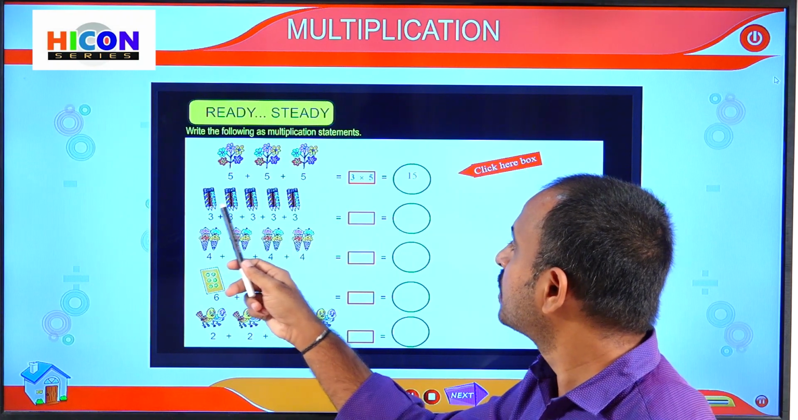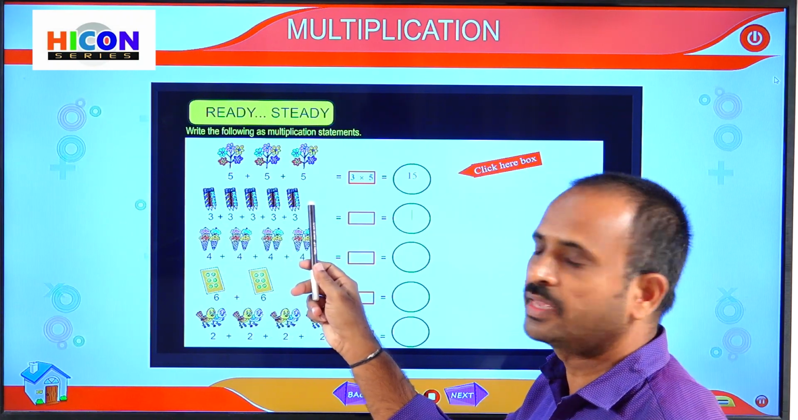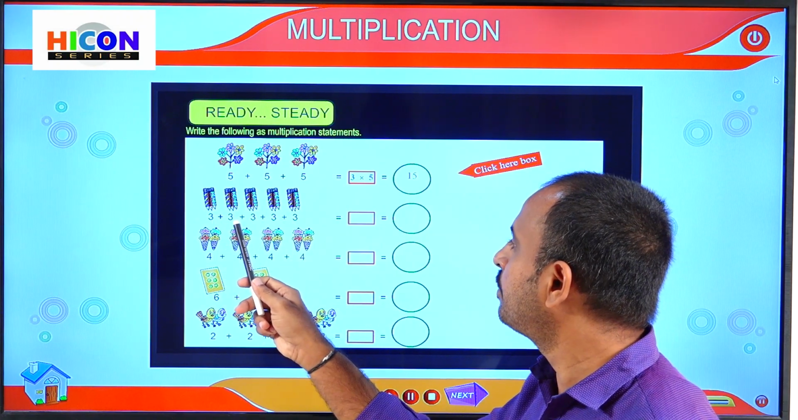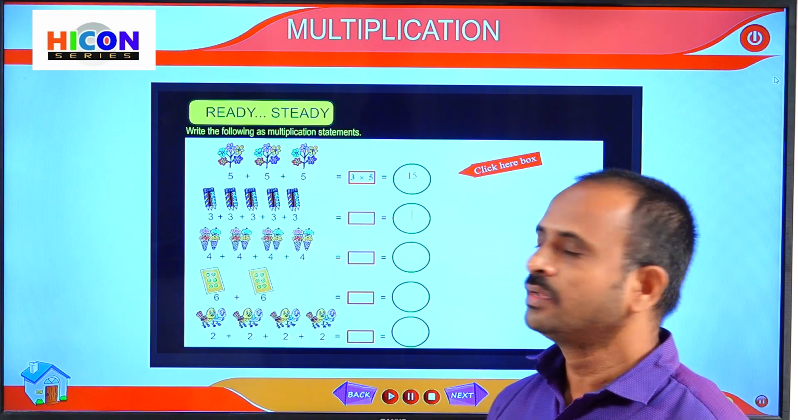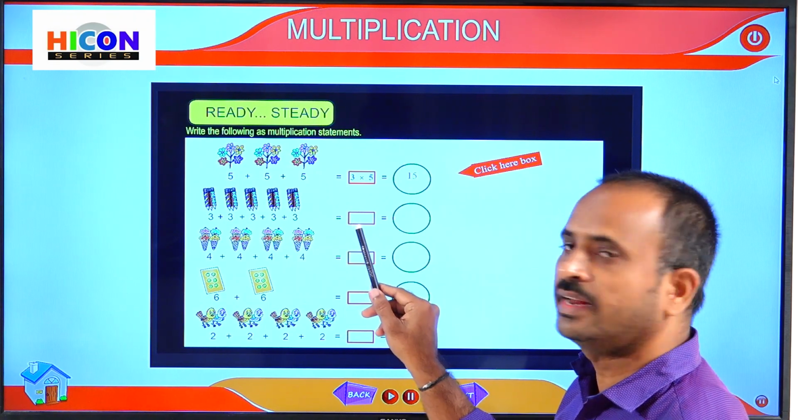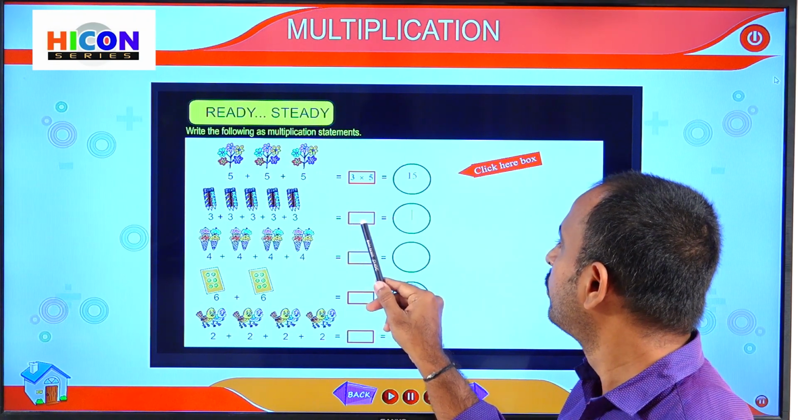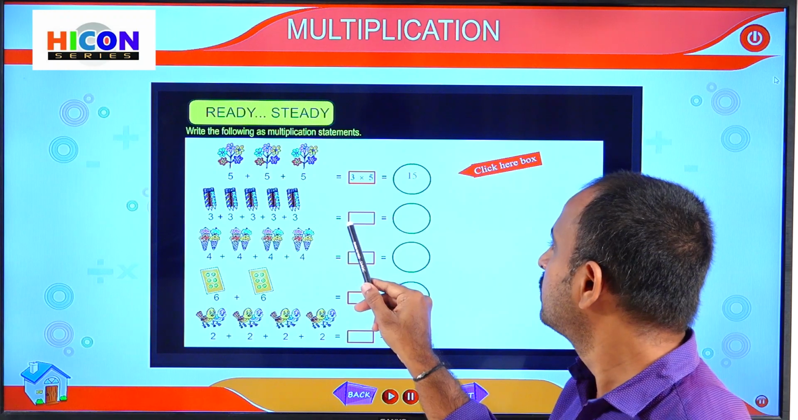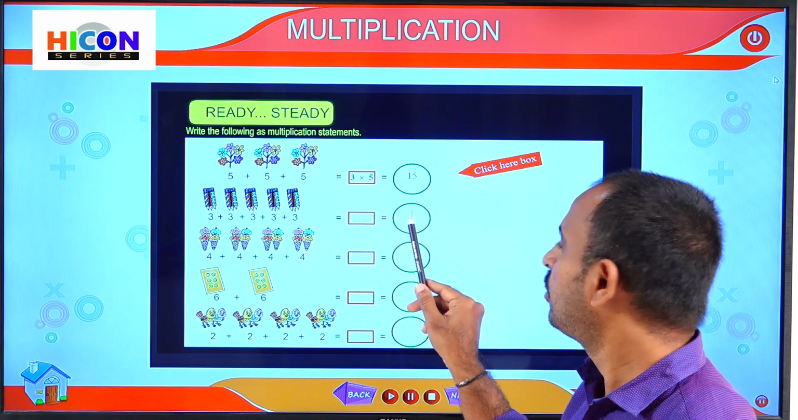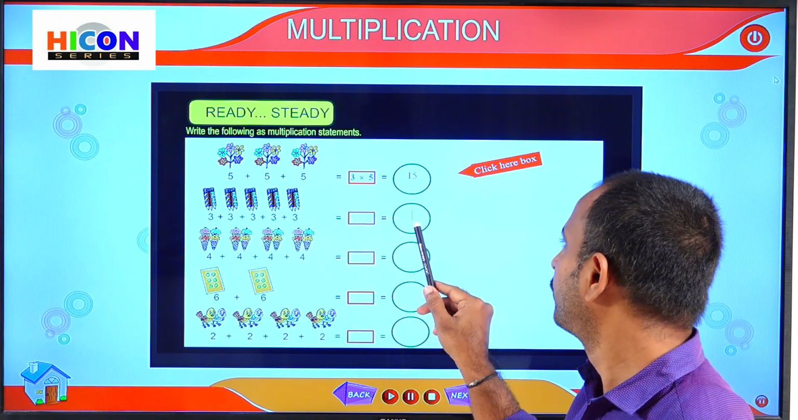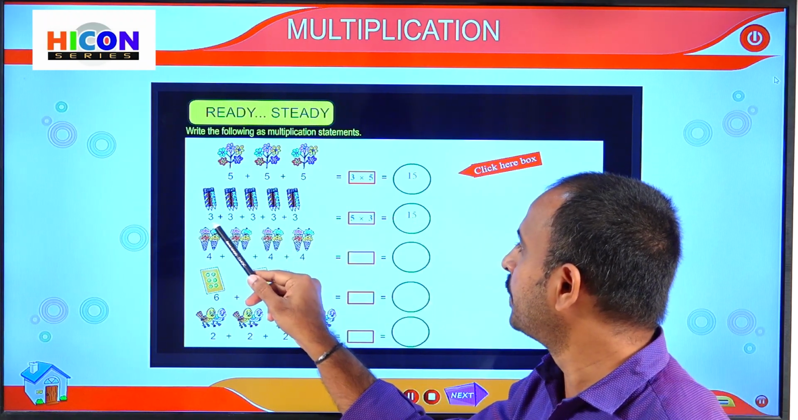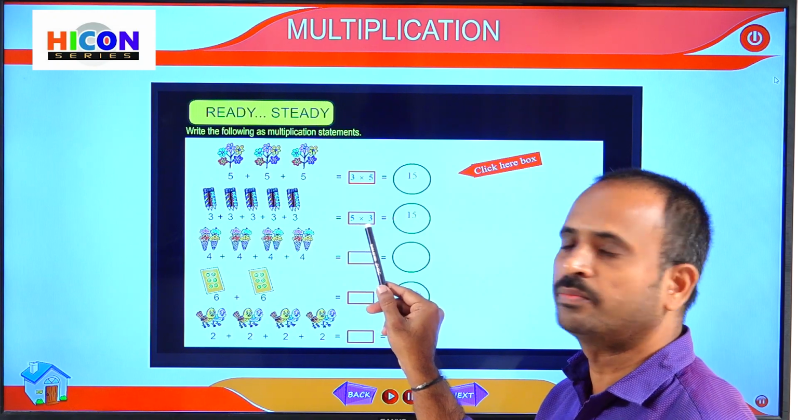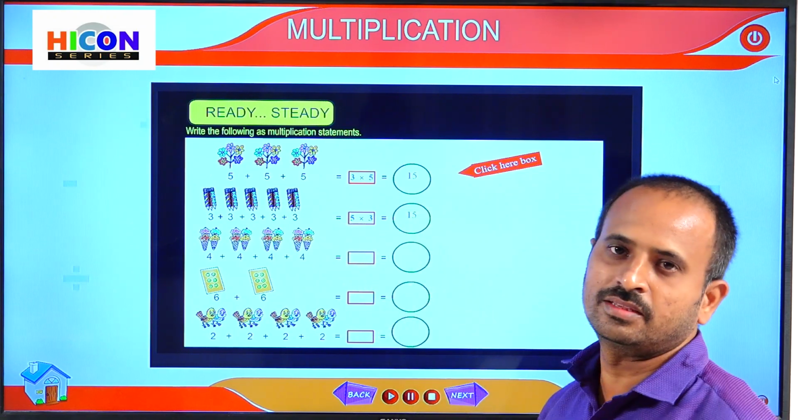How many groups are there? Total 5 groups are there. That means we have to add the number 3 five times. That is 5 times 3. 5 times 3 can be written as 5 into 3. That is, 5 3s are, how much, children? 15. So 5 3s are 15. In this way, the repeated addition can be converted into a multiplication statement like this.